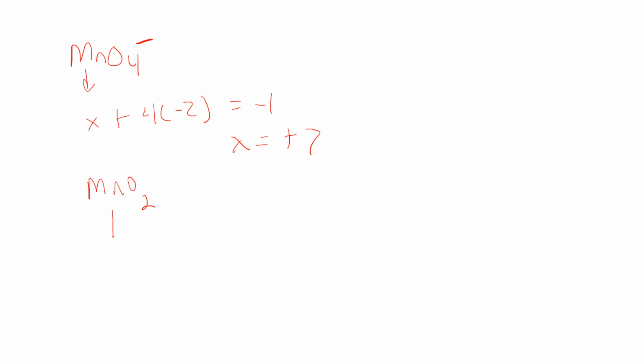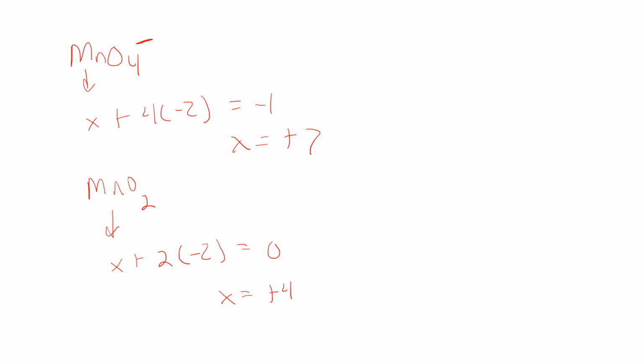Here, x plus 2 times -2 is equal to 0. X should give me plus 4. Okay, so this gives me a lot of stuff that I really need to know about. This is how I can calculate the oxidation number.